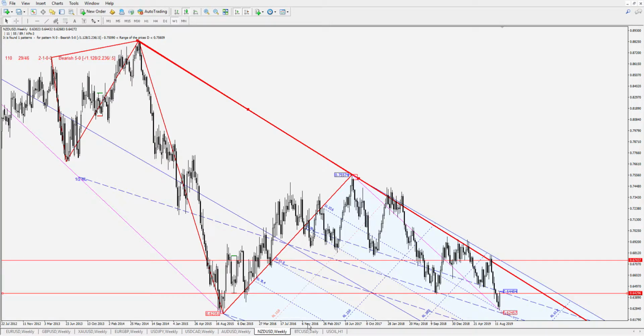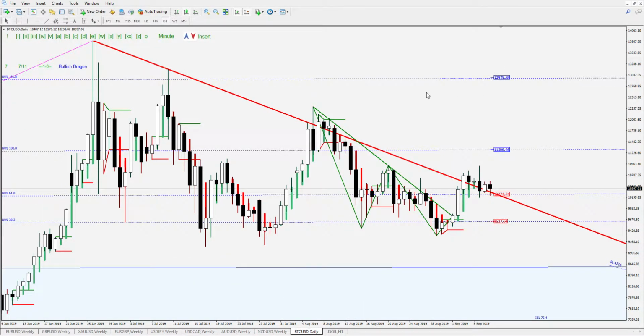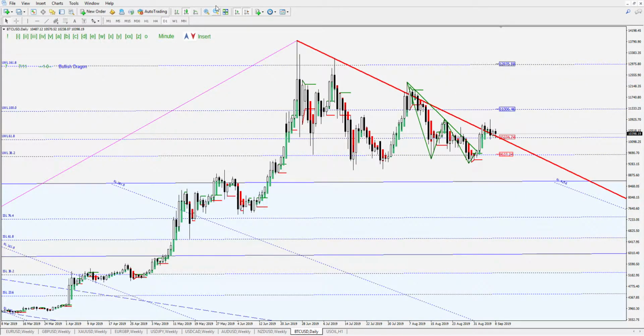Just a quick Bitcoin chart. So we broke this diagonal. We've got a bullish dragon there too. I zoom out. We see we've got some support here. There we go. So we've broken that. We had a lower high, lower low, and we broke. So keep an eye on 10274.